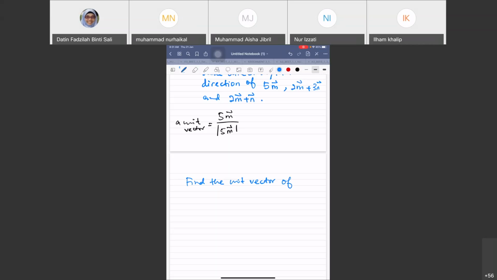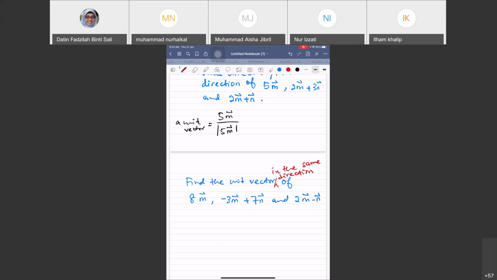Question says like this: of 8m minus 3m plus 7n, and then n. This is the question. So you just need to add this word. Find the unit vector in the same direction.